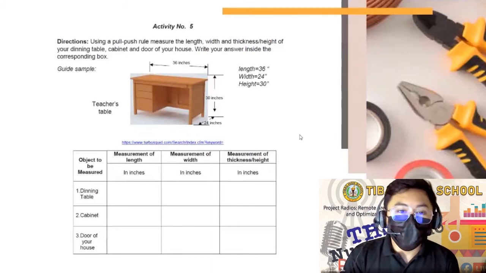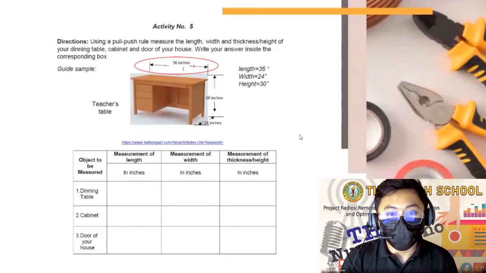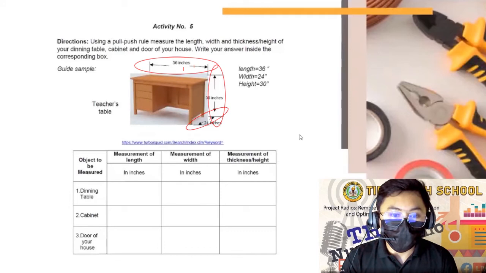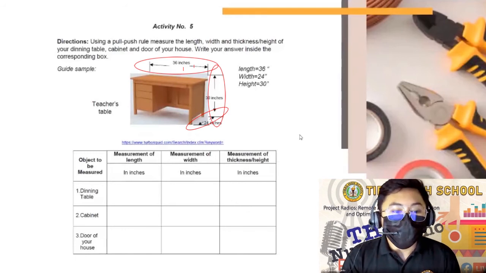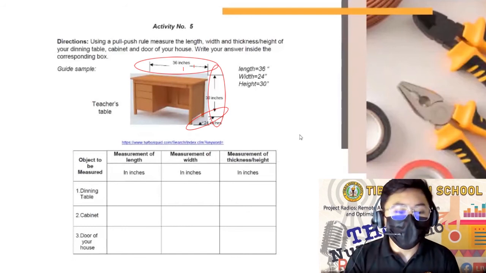So, ito meron tayong dito, example. Ayan, teacher's table. I-measure mo lang yung, ayan, yung length niya, yung haba. I-measure mo din yung taas niya o yung height. And pati yung lapad niya, which is yung, ito, 24 inches. So, ganun lang din ang gagawin nyo sa dining table nyo sa bahay, yung cabinet nyo, and yung door of your house or kahit mga pinto nyo sa kwarto, okay lang din.